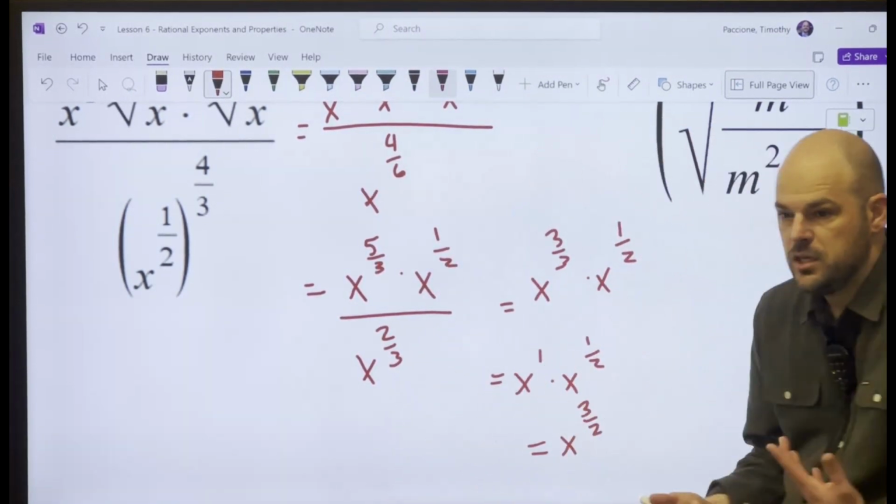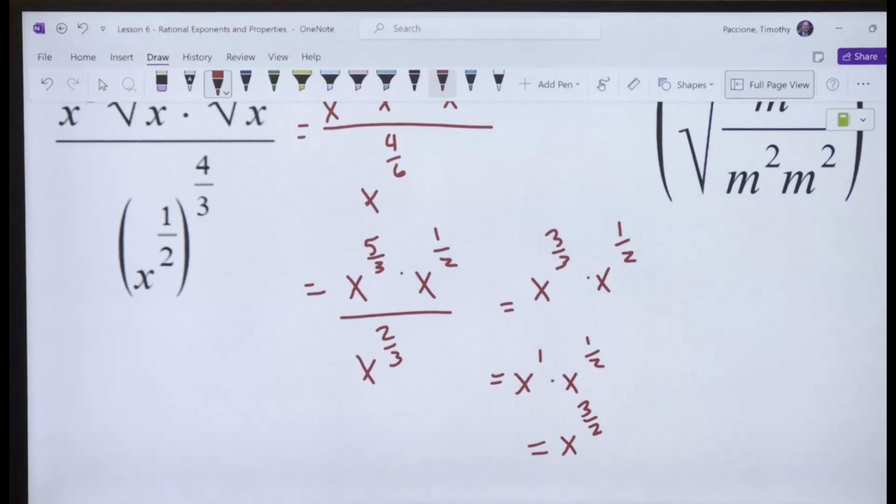Now, every single adding of fractions and subtracting of fractions that I've done here, you can take to the side and do if you need to do that, okay? But that's how that's done, okay?